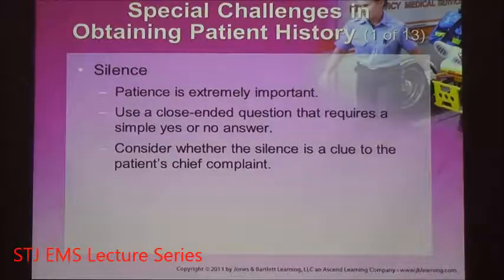Even though we're in an emergency setting and time is of the essence, there's always room for patience. Be patient of your patient. It's extremely important. If the patient doesn't want to talk to you, there may be a reason why. It could be physiologic, it could be psychiatric. We don't know. So at that point, you're going to have to use closed-ended questions to draw out information. Even though you want to avoid using closed-ended questions, you're going to have to use them in this case to get out as little information as you possibly can.